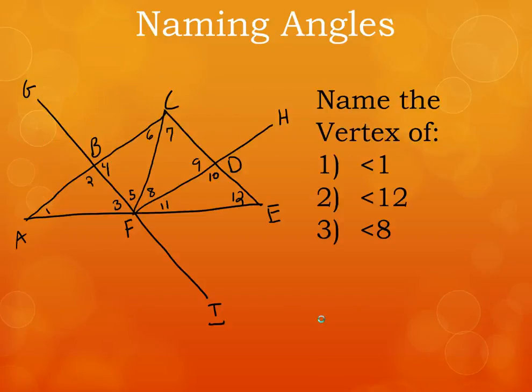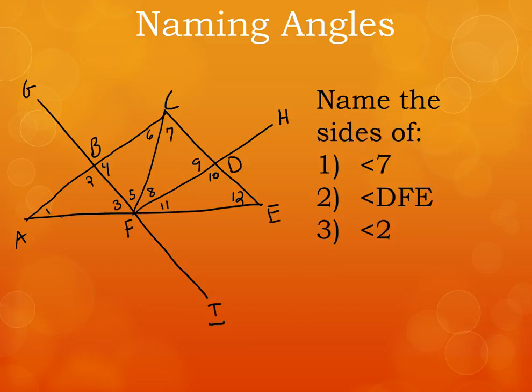So let's practice naming angles. If I want to name the vertex of angle 1 in this diagram, well, we go over to angle 1, and it's this angle right here, so the vertex is A. For angle 12, our vertex is point E. And for angle 8, this guy right here, it's a whole bunch of angles, but the vertex of angle 8 is formed right here at this point, which is point F. So identifying vertices of an angle, not very difficult. It's always going to be the point where the angle starts to form.